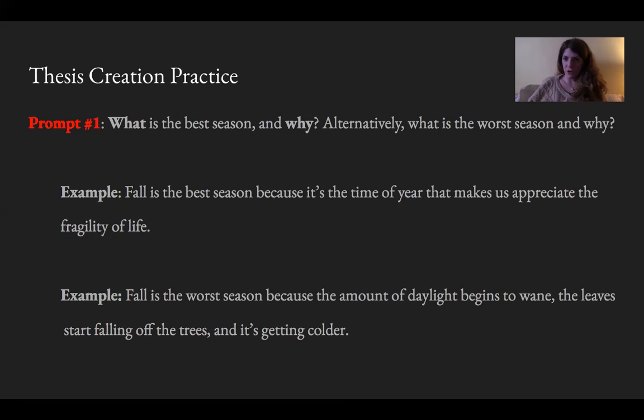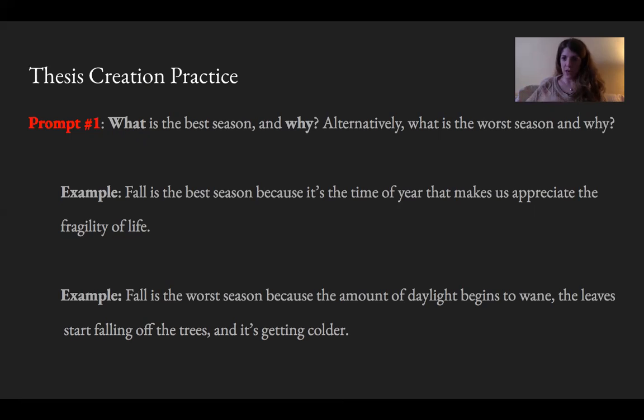Alternatively, if I wanted to argue about the worst season, I chose fall again here, I might say that fall is the worst season because the hours of light begin to wane, the leaves start falling off, and it's getting colder. So this is actually the same evidence that I used for my first point, but now I'm going to talk about why these things are bad, why this makes fall the worst season. And whatever you choose is fine.